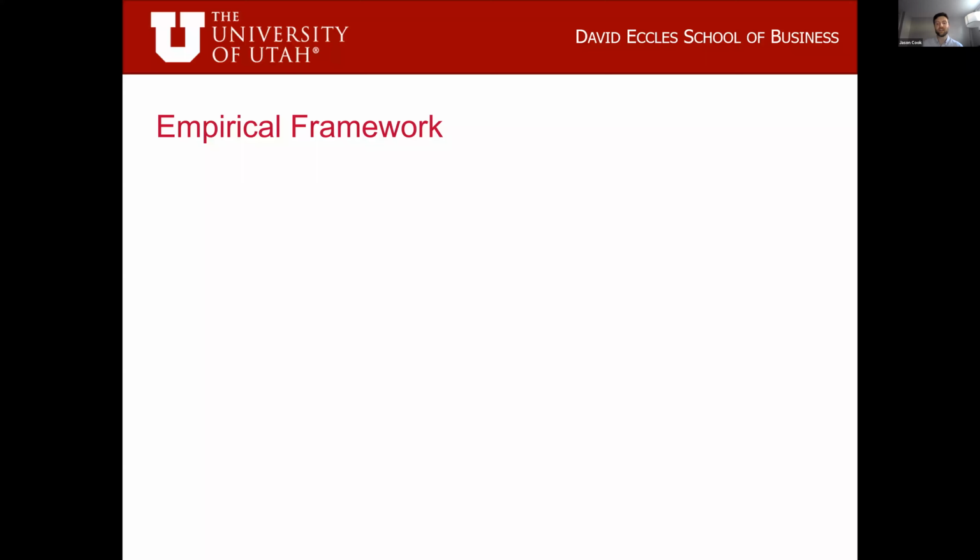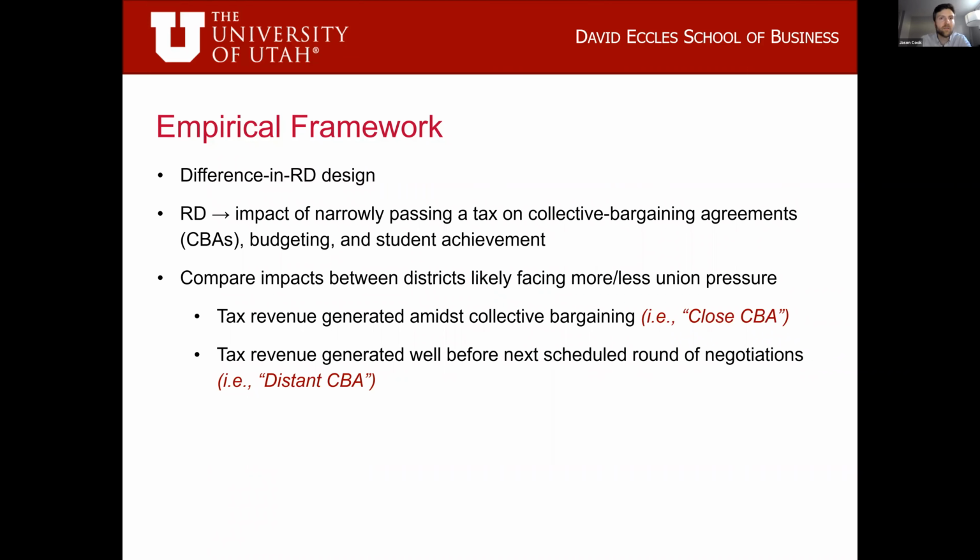Okay, great. So let's dive into the empirical framework, and let's see if I can convince you that we're doing something sensible. To remind you, this is a difference in regression discontinuity design. So the RD part is we're comparing districts that narrowly pass and narrowly fail to pass a tax levy. And we look at outcomes on collective bargaining agreements, budgeting, student achievement.